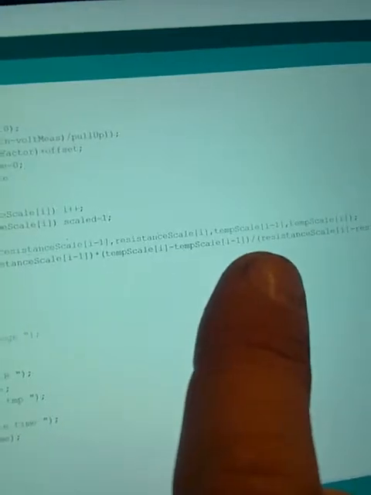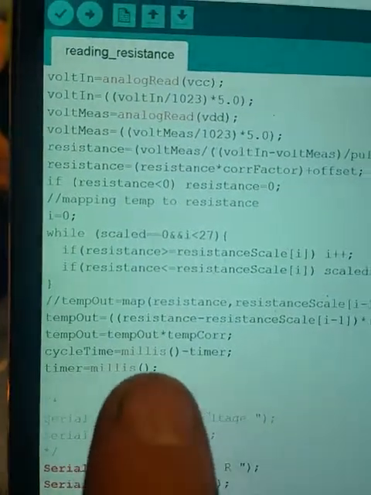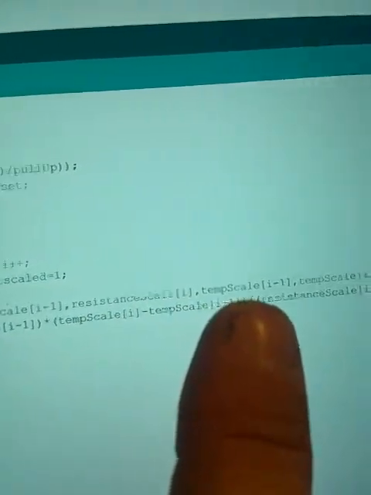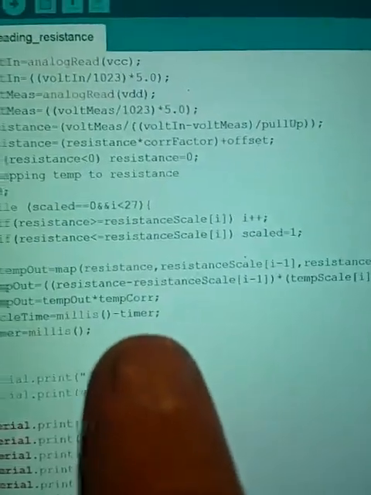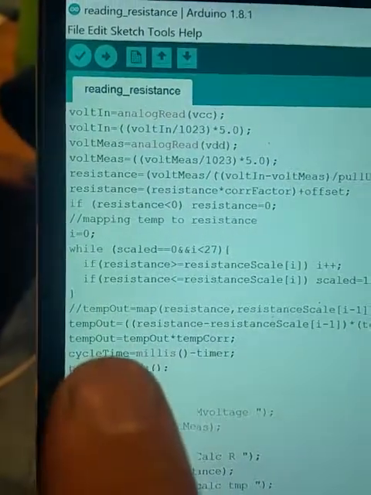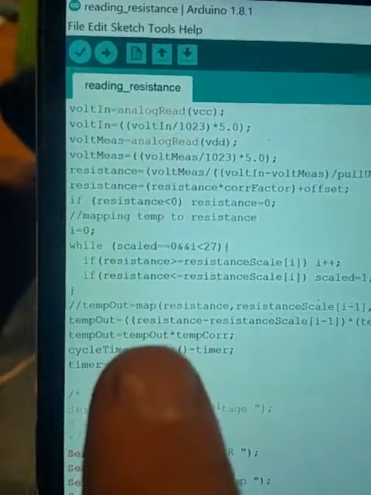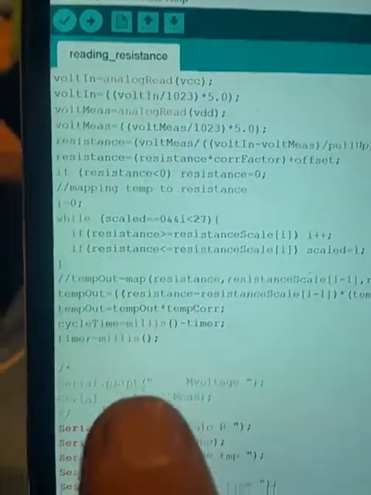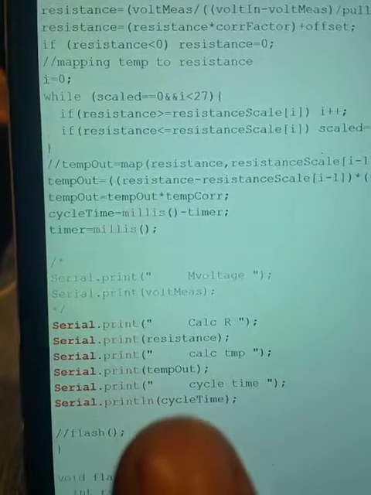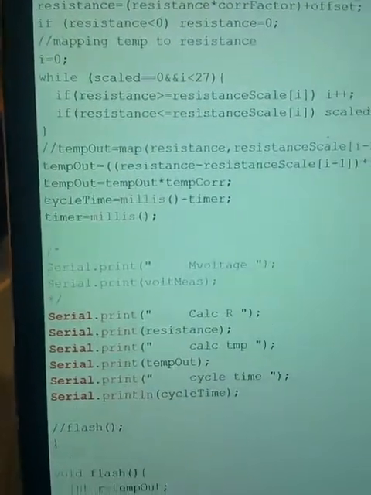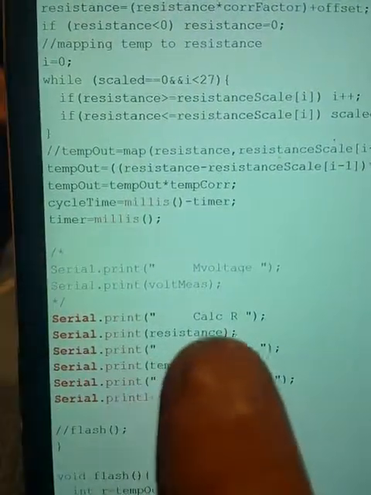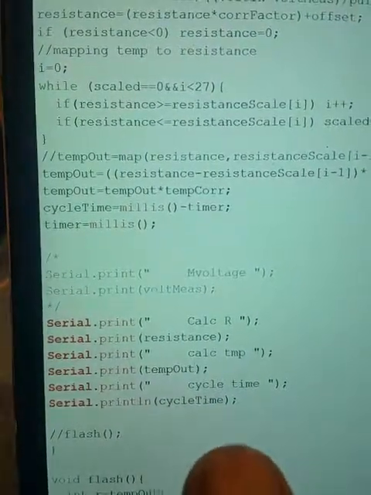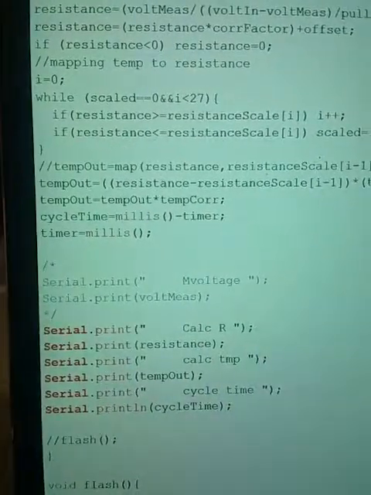This is where it scales it. It basically takes the temp output and maps the resistance scale, then looks it up in the temp scale and gives a temp output. Then it multiplies the temperature output by the temperature correction factor that I had up there earlier, which is like I think 0.98, and then it comes down here and prints it. I'm calling serial print, so it'll print the resistance, it'll print the temperature, and it'll print how long it takes to compute each time it goes around the loop.